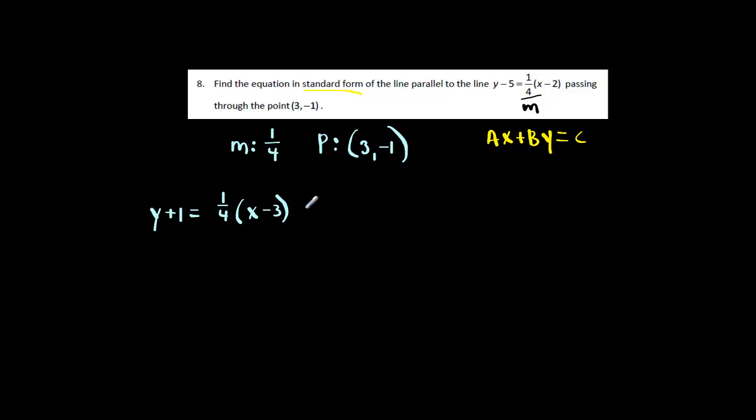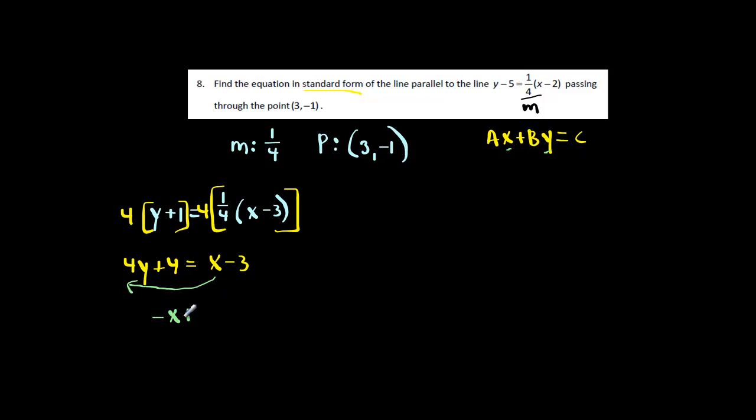That means I'm going to multiply both sides by 4. The reason I do that is to get rid of this fraction here. So I'm going to have 4y plus 4 equals, that gets rid of this, so x minus 3. Now, if you look at the standard form, the x's and y's are on one side. So I'm going to subtract x, I'm going to move this over, so I'm going to have negative x plus 4y equals, I'm going to move this 4 over, so I'm going to subtract 4 from negative 3 and I'm going to have negative 7.